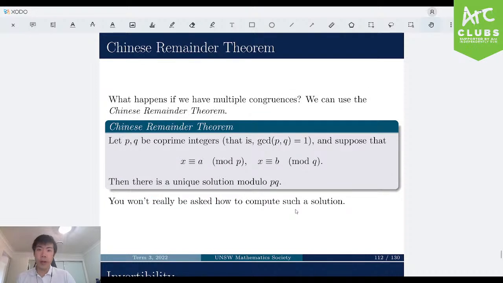Chinese Remainder Theorem: what happens if we have multiple congruences? The theorem states: let p and q be coprime integers, that is, the greatest common divisor of p and q is equal to 1, and suppose that x is congruent to a mod p and x is congruent to b mod q. Then there is a unique solution modulo pq. We won't really be using this theorem much in this chapter. It might pop up a little in chapter 7, but besides that, it's just another fact about modulo that you can know about and use whenever.